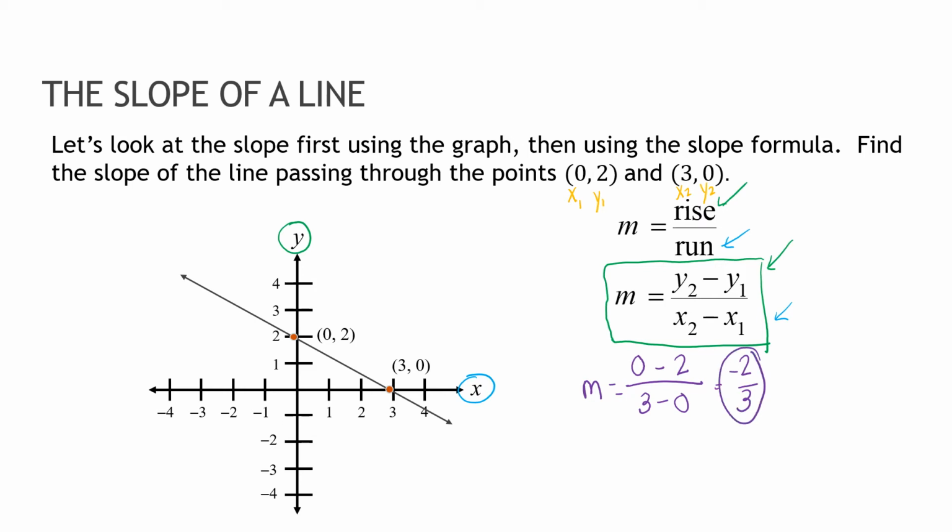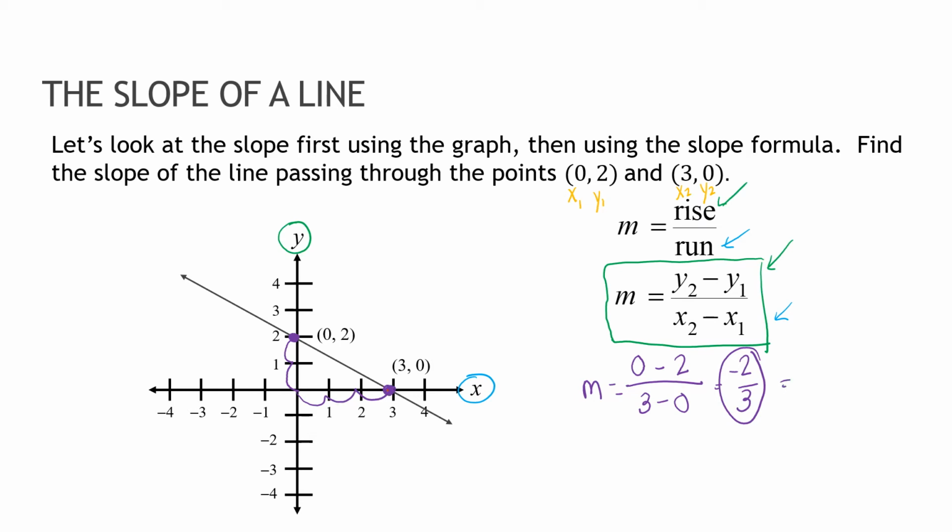Now I want to make sure we really understand slope because we're going to use it so much. What negative 2/3 tells me is I can take any point on my line and I could go down 2 units and to the right 3 units, and there should be another point.